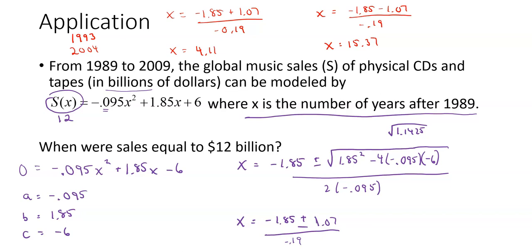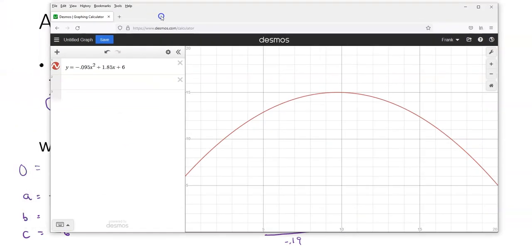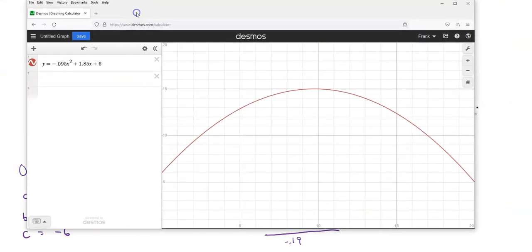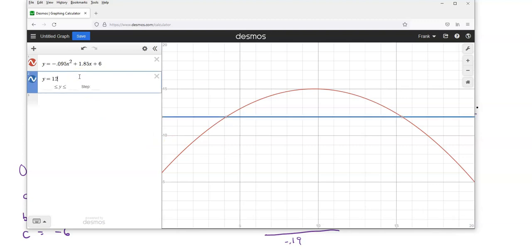I've got a graph for this. Let's take a look at this graph. I already put the equation in there, and we can look to see what might make sense. So let's orient ourselves. This is year 0, 5, 10, 15, and 20. So this is 1989. This is 1999. That over there is 2009. We were looking for two intersection points. We were looking for y equals 12.